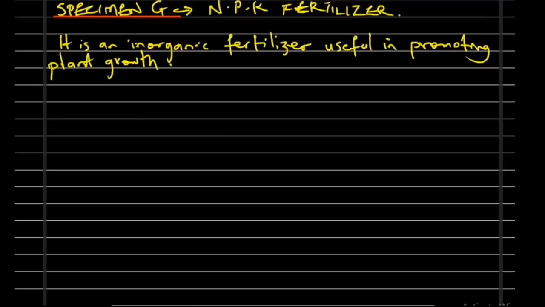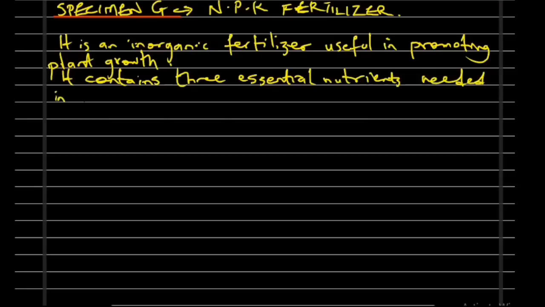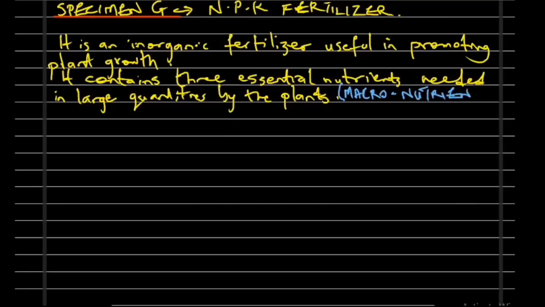Now, it contains 3 very essential nutrients needed or required in large quantities by the plant. And that is why these nutrients are called macronutrients, because they are needed in large quantity.